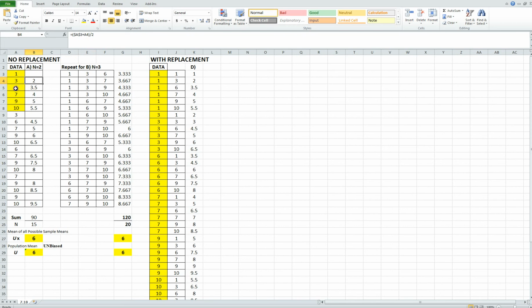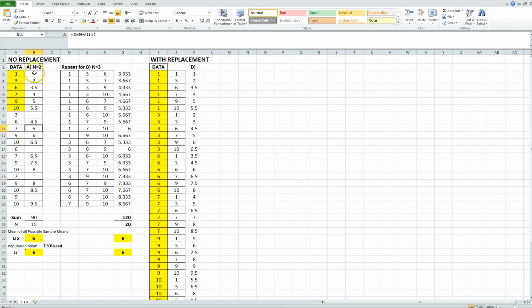Easy enough, right? If I show you each of these, the value that's locked in is A3. So this is 1 plus 3 divided by 2. This is 1 plus 6 divided by 2. 1 plus 7 divided by 2. So on and so forth. The next array is 3 plus 6 divided by 2, 3 plus 7 divided by 2. So hopefully you see the pattern there.